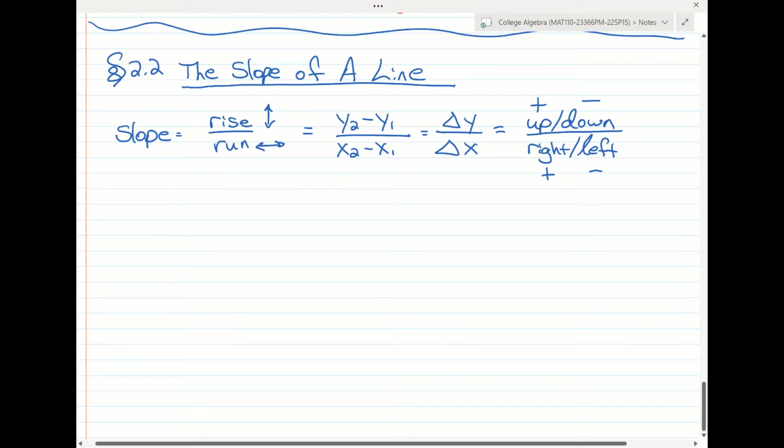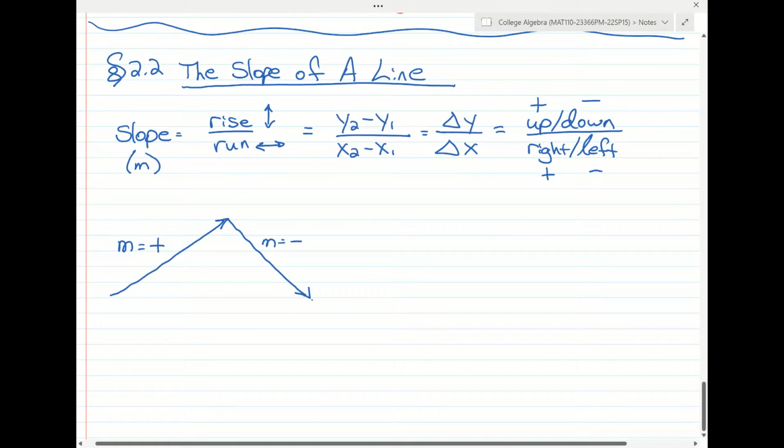So just so you know, different slopes that we could have on a graph. You can have a graph go up from left to right. This would have a positive slope. Use M for slope. You could also have a slope that goes down from left to right. That would be a negative slope.